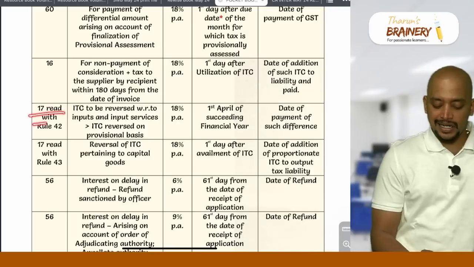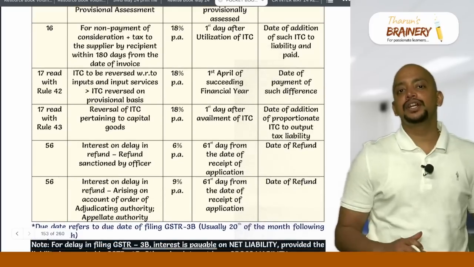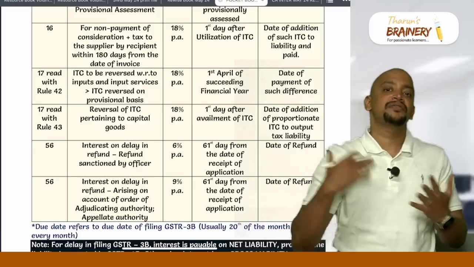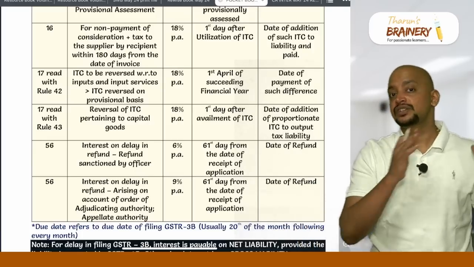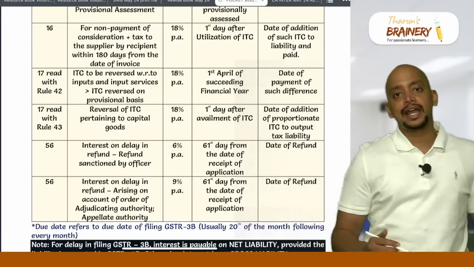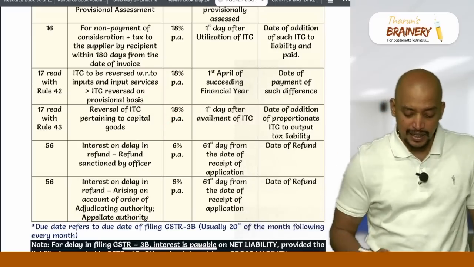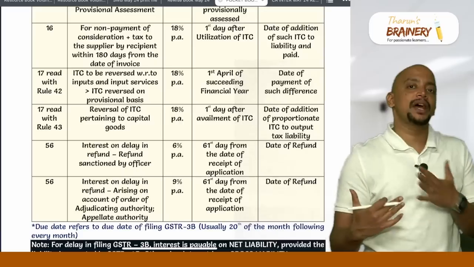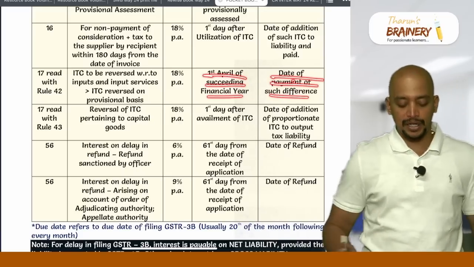Then section 17 read with rule 42, that is, we need to compute the provisional D1 and D2, which we are doing on a monthly basis, plus the final D1 and D2 needs to be computed. If the final D1 and D2 is more than the provisional D1 and D2, which is already reversed, that differential amount we need to reverse in ITC, and again interest will be at the rate of 18% per annum from the first April of the succeeding financial year. Means we need to do this comparison at the end of the financial year. So from the first April of the succeeding financial year till the payment of such difference.